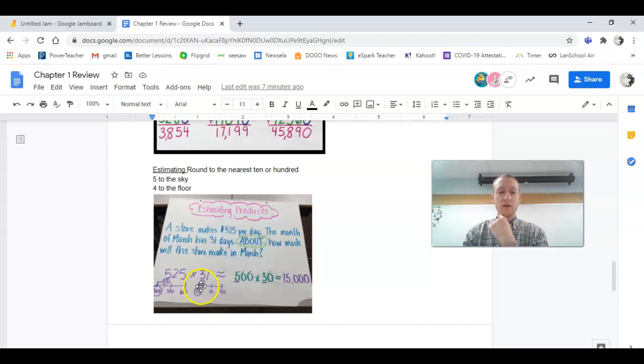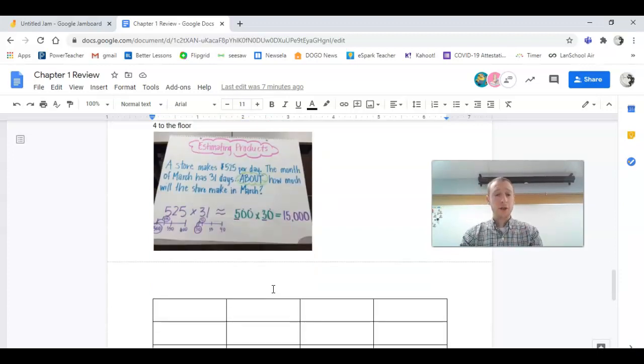And then 31, if we've got that, we look at that 3. We look next door to the 1. The 1 tells me again I have to go down. So 500 times 30. 5 times 3 is 15. Add 3 zeros. 15,000. Okay.